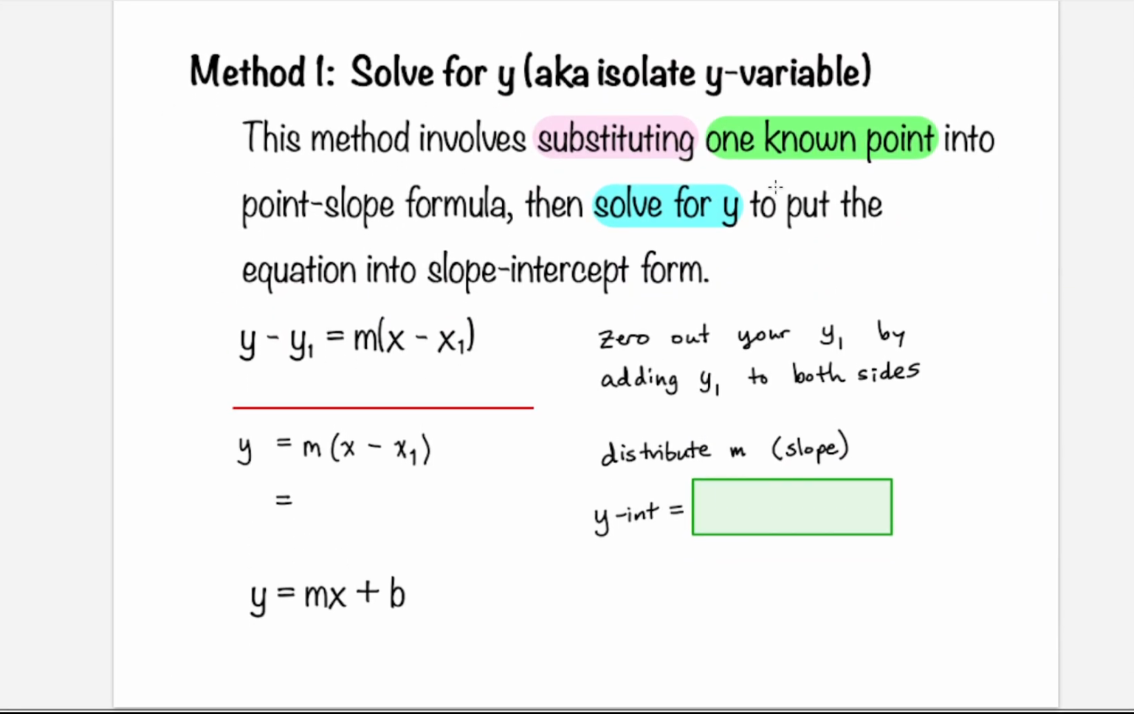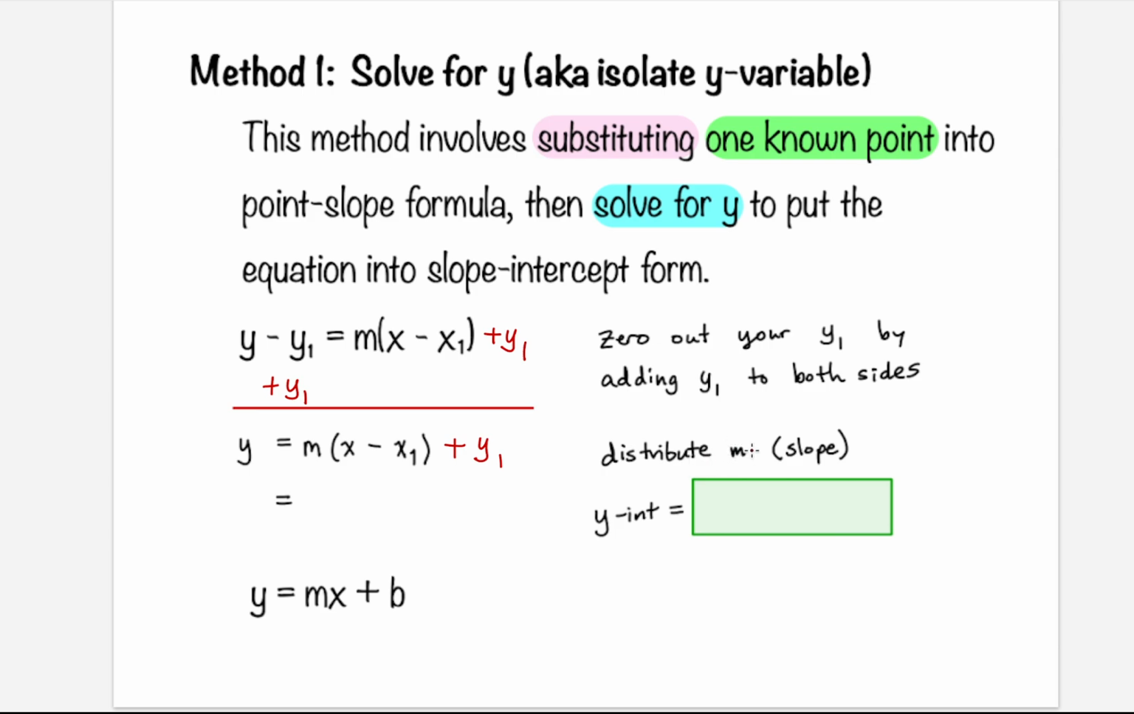So method 1, solve for y. In other words, what you're doing is just isolating the y variable. This method involves substituting one known point into the point slope formula, then solving for y to put the equation into slope intercept form. So you have y minus y1 equals m, which is your slope, times x minus x1. The first thing you want to do is zero out your y1 by adding y1 to both sides. This will give us the following form: y equals m times x minus x1 plus y1.